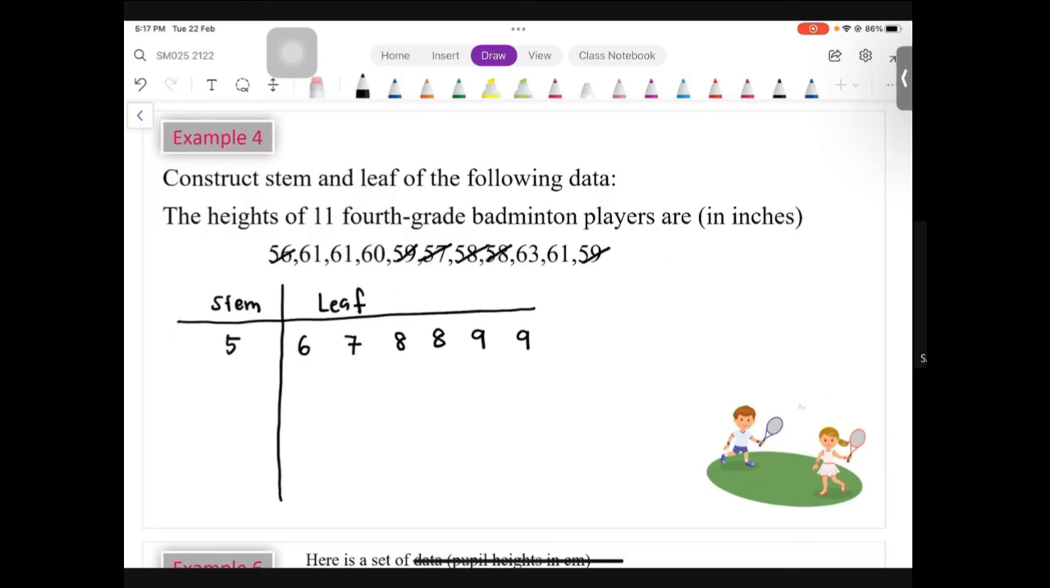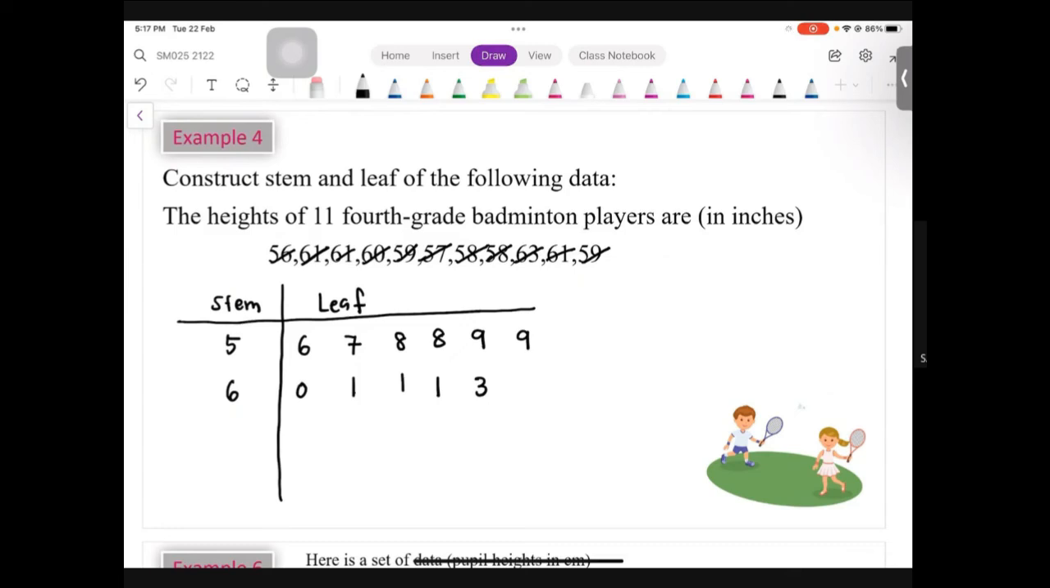Okay. Next one, kita pergi 6 pula. So start with 60. So 6, 0. After that, 61, we have 3. 61 here. So 1, 1, 1. 3 kali. And then last one is 63. Okay. So that is it. That's it for our stem and leaf.